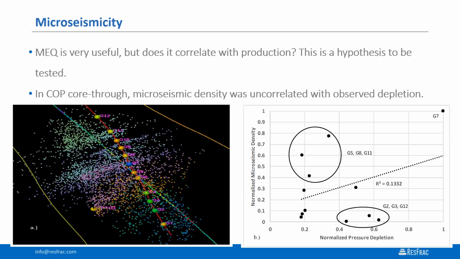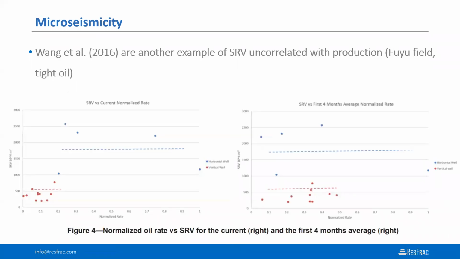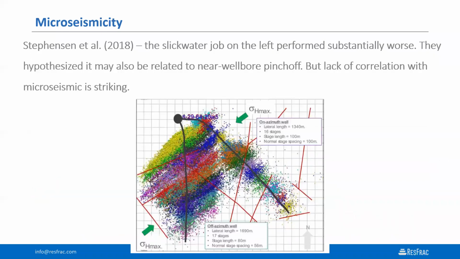We think it's critical for understanding frac geometry. However, it does not necessarily correlate to production. I think that this is a hypothesis to be tested. Just for example, here in the ConocoPhillips core-through study, microseismic density was uncorrelated with the depletion observed at the offset well. That's what they're showing here. Here's another published example where size of the SRV was found to be uncorrelated with production. And here's a third example.